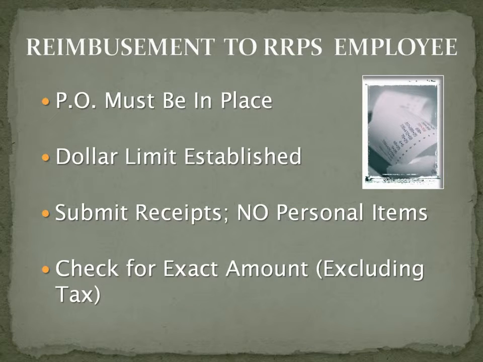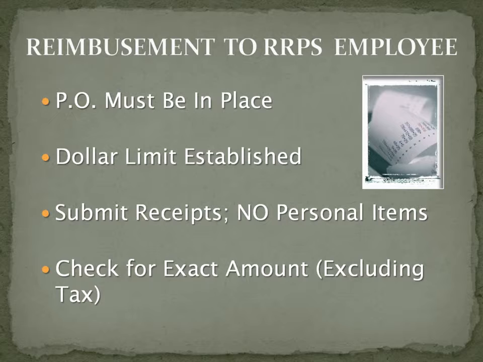Activity funds may be used to reimburse school personnel for purchases previously approved by a purchase order and paid for by the employee. An example of an allowable reimbursement is as follows. The purchase order is issued to the employee and the dollar limit is established, for example, not to exceed $20. The employee is then allowed to shop for the best price at various vendors.